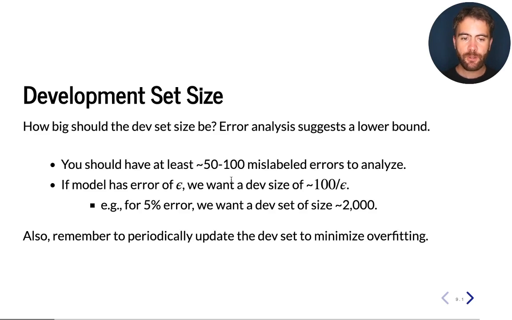In particular, if the error of the model is epsilon, so it is making an error a fraction of the time that equals epsilon, then we want a development set size of about 100 divided by epsilon. So if the model has 5% error, then in order to see about 100 errors, we need a development set size of about 2000.